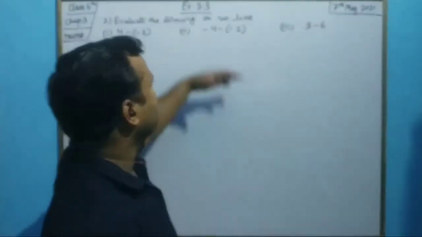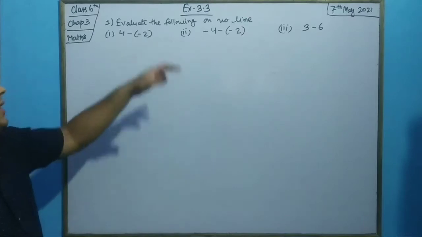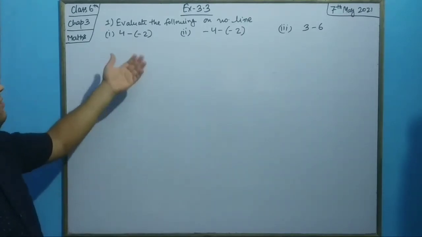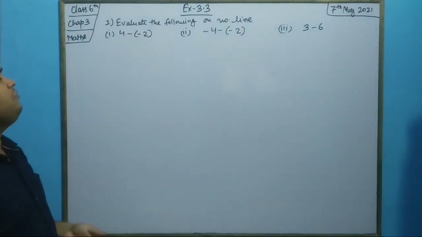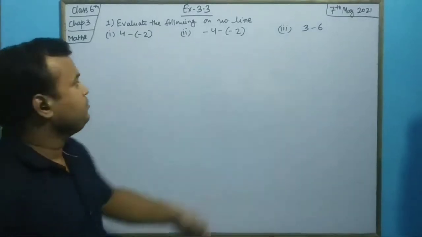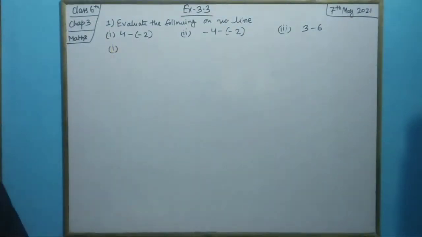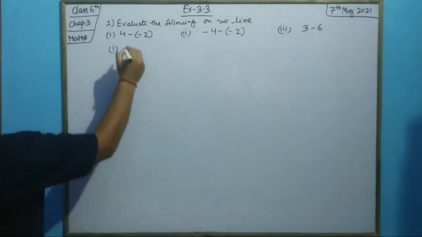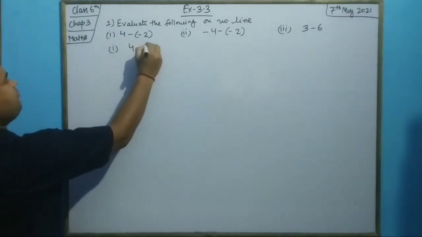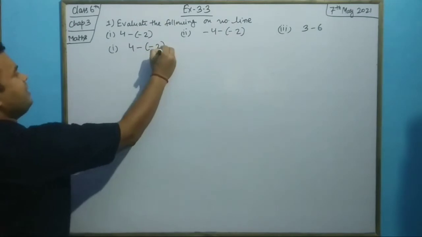This is your maths class and today we are going to start exercise 3.3. So let us proceed. Let us read the first question, that is, evaluate the following on number line. Okay, so we have to use a number line and operate this sum. Let us take the first one. It is 4 minus of minus 2.